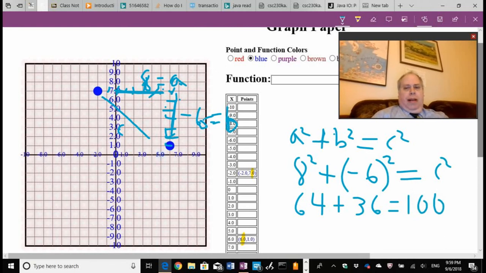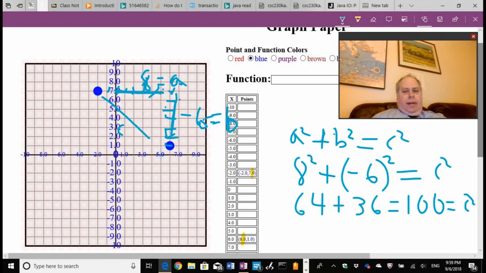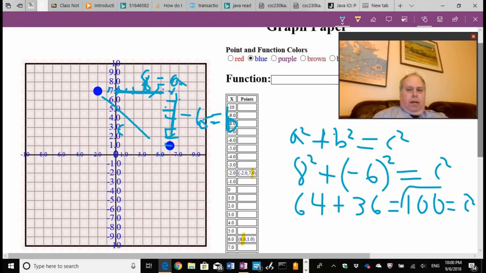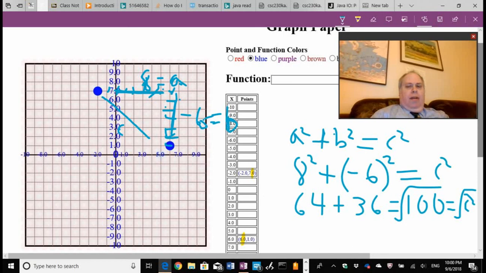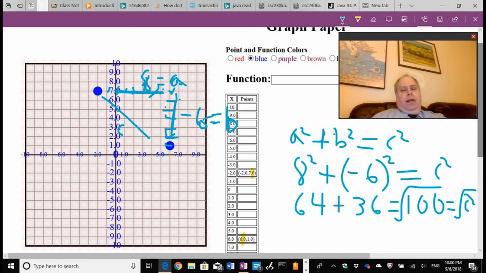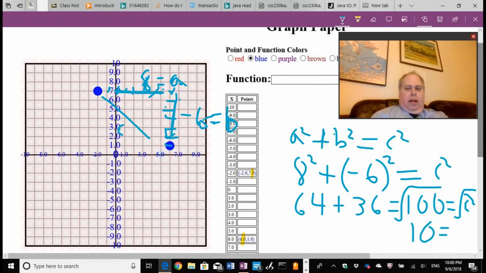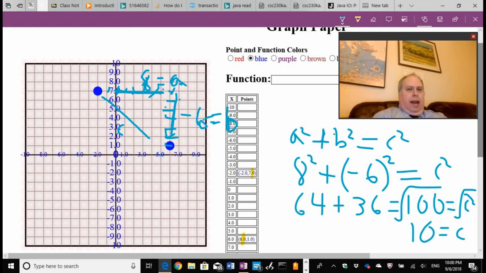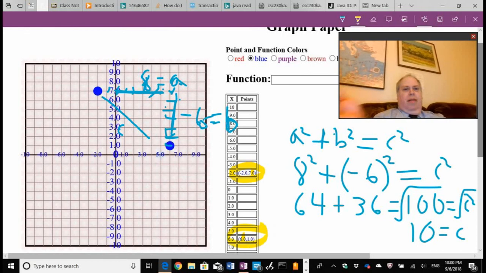You don't have to be able to do this in your head, by the way. That equals c squared. So we square root both sides. Once again, since it's a distance, we don't do plus or minus. We just need the plus version, and we get 10 is c. So that is the distance between the points -2, 7 and 6, 1. Anyway, it should work nicely.